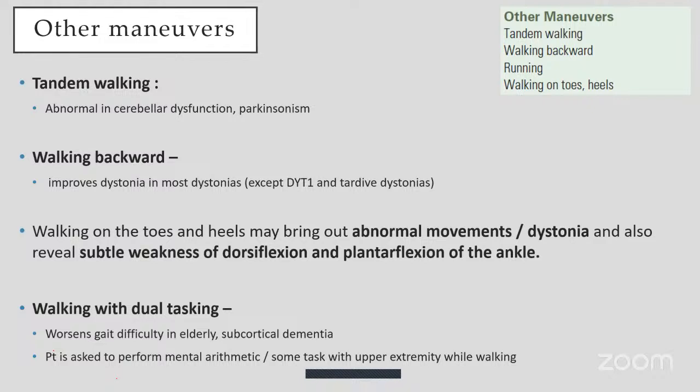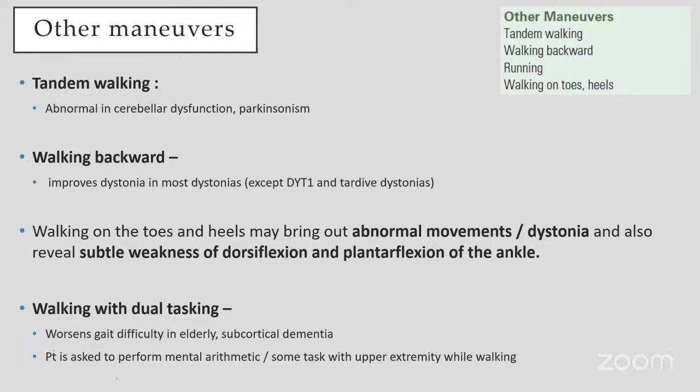Okay, so this walking with dual tasking is also called the walking while talking test. Yes, sir. While the patient is asked to walk, you can initiate a conversation with him, or you can ask him to do some mental arithmetic. The gait can worsen, or the patient can walk normally, and the abnormal gait can be unmasked. Yes, sir. Okay, go ahead.